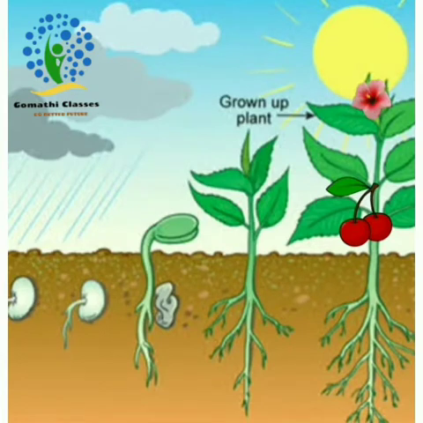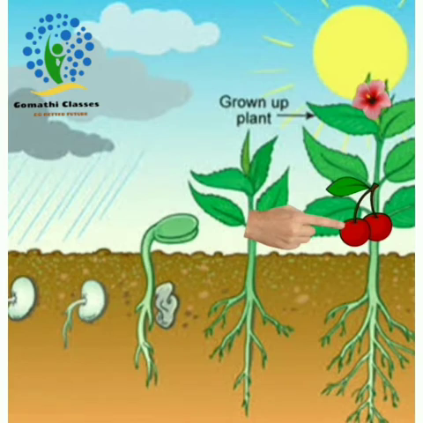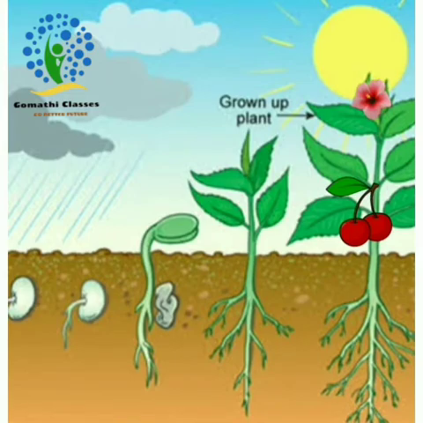The seedlings grow into a new plant. And the new plant has stem, leaves, flowers and fruit. Yes, children, hope you have understood the different stages of germination of seeds.